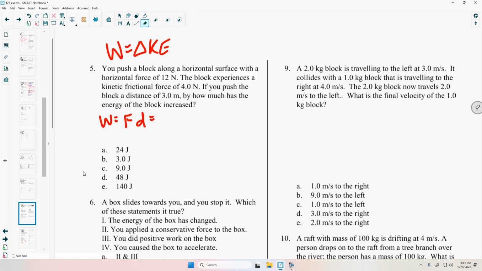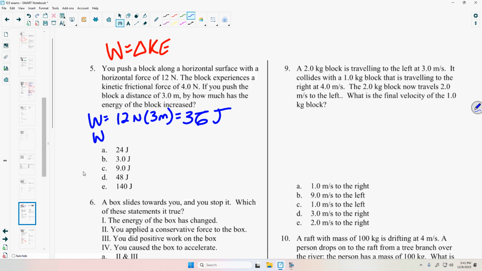There are two forces that are adding energy to this. The work done by the one force, which is 12 newtons, acts over 3 meters. That's equal to 36 joules. The work done by the frictional force is going to be negative 4 newtons times 3 meters, which is negative 12 joules. To find the total energy, you add those up, which is 24 joules. So the answer is A.